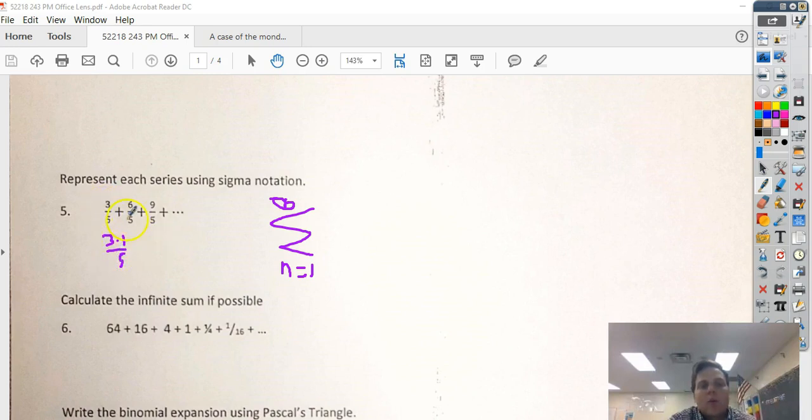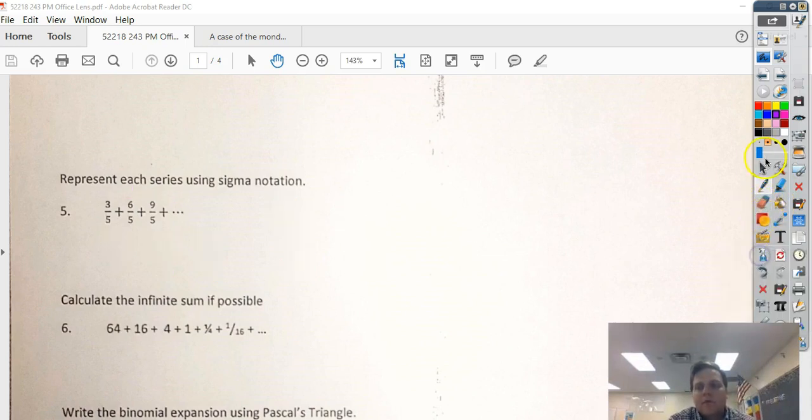Okay, so what would be our next term? This would be term number 2, right? This was term number 1. This would be term number 2. So it becomes 3 times 2 over 5. And what term would this be? This would be our third term, which would be 3 times 3 over 5. So in other words, I can say that this is 3n over 5. Okay, that was a tricky one. You might want to take a moment and really think about that.